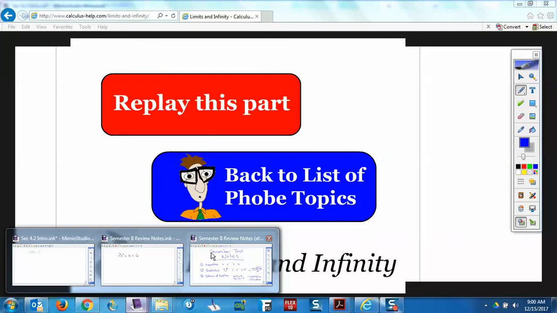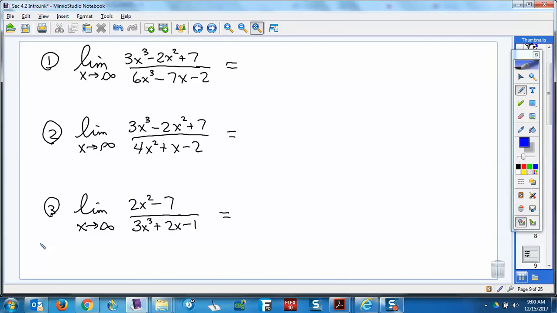Okay? All right. So, let's take a look at this. Maybe jot this down now. Here's 3 problems here where we have this exact scenario.